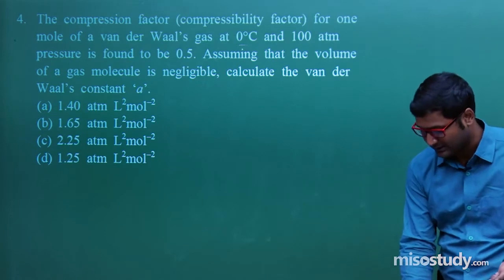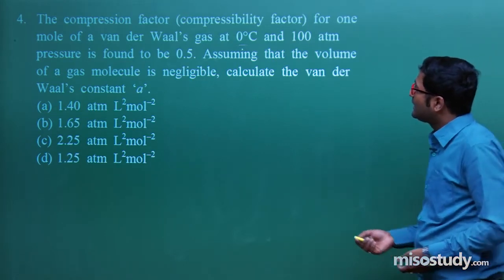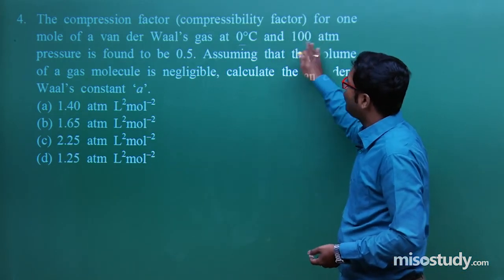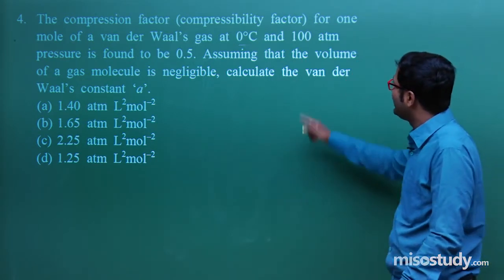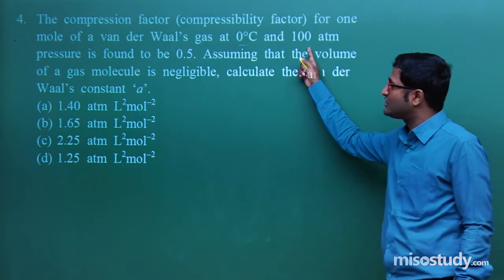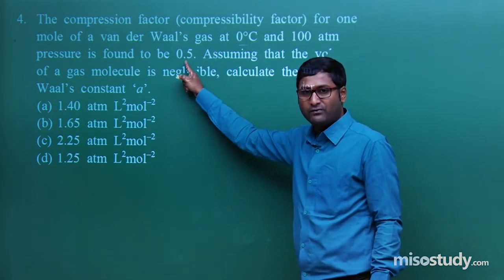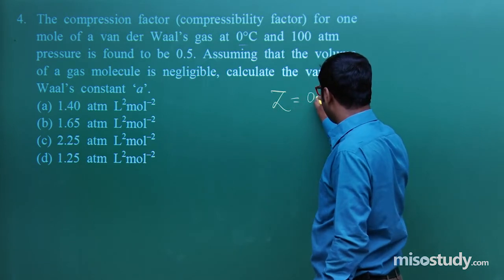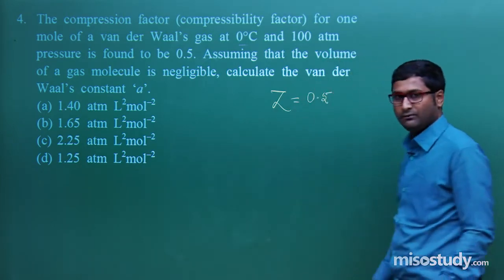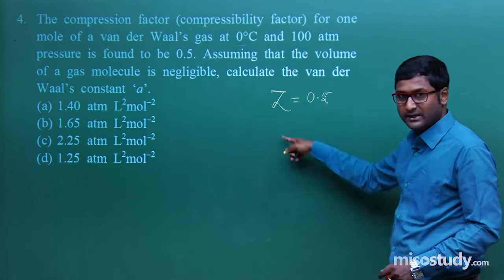Now the next question, listen carefully to what the question is telling. The compression factor for 1 mole of a van der Waals gas at 0 degrees Celsius and 100 atm pressure is found to be 0.5. That is what the question is telling. The value of Z is equal to 0.5. Clear? That is the compressibility factor.